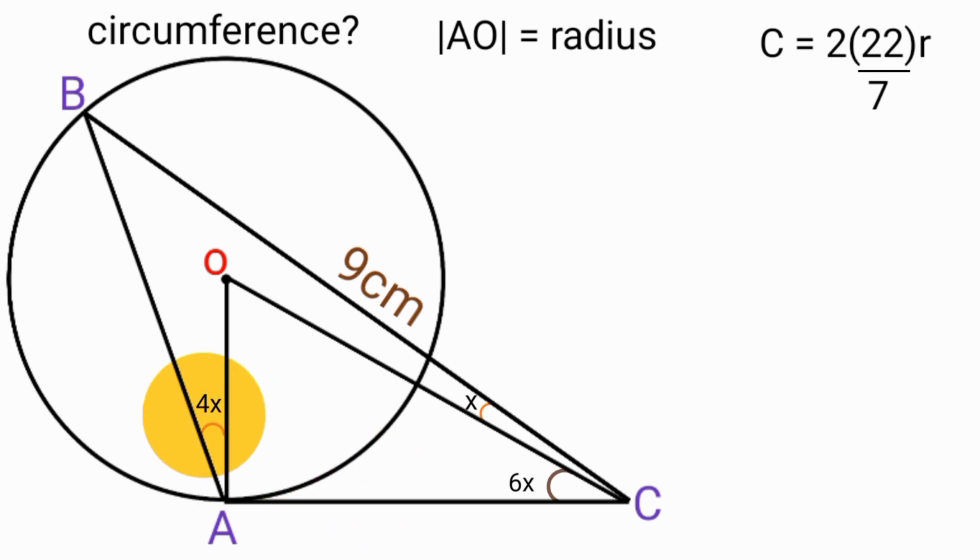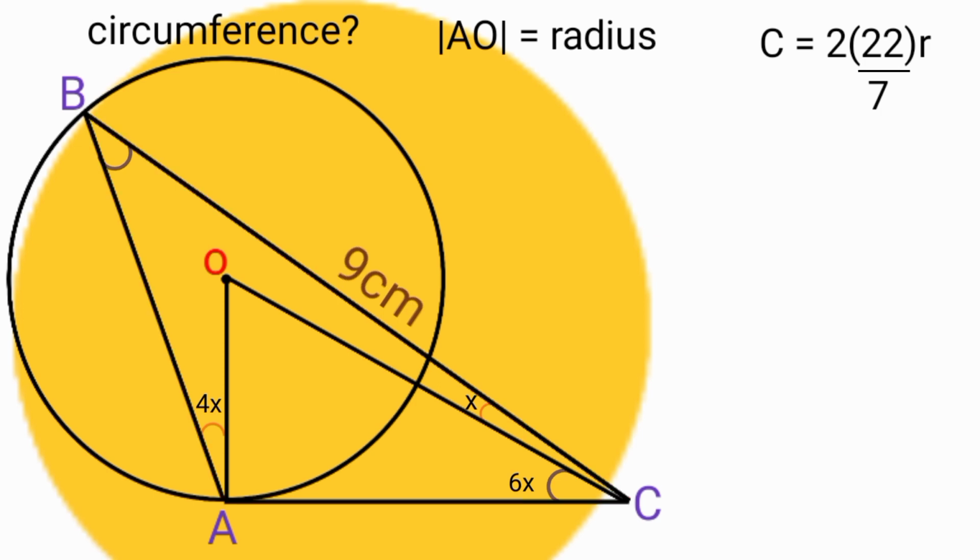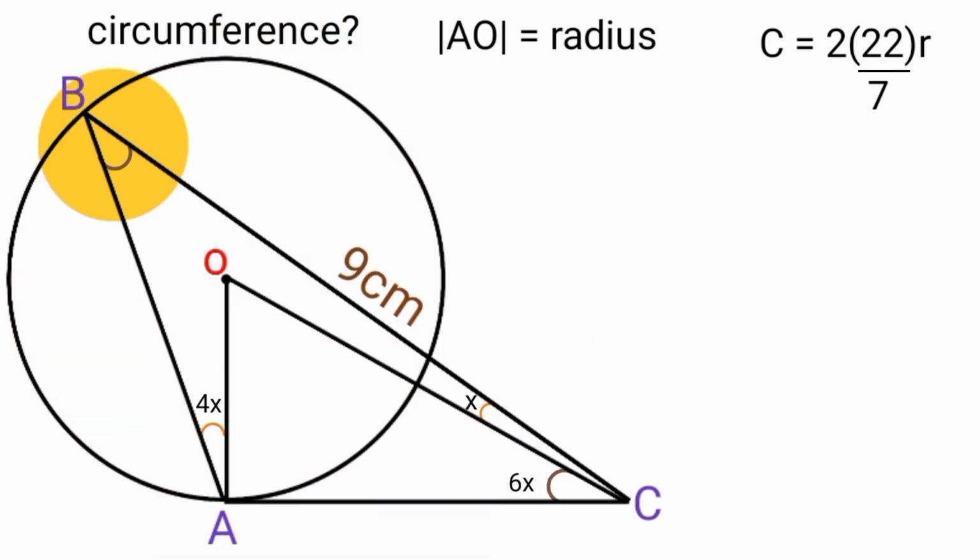This angle here is 4x, this here 6x, and this is x. But what is this angle here and this angle? Recall, they said line AB equal to line AC. So that means this angle here and this angle here are the base angles of the isosceles triangle ABC. And we all know that the base angles of an isosceles triangle are always equal. So therefore, this angle here and this angle here are equal. So since this is 6x and this is x, this must be equal to 6x plus x, which equals 7x.